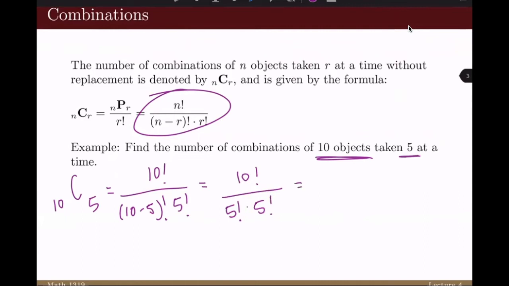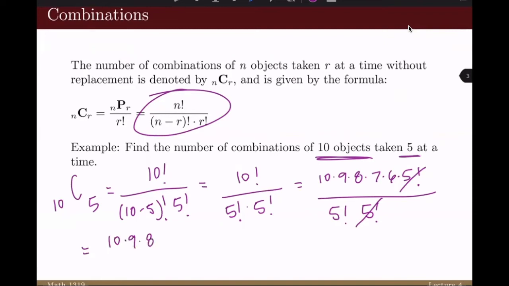And if y'all remember from the last lecture, we can simplify factorials quite nicely. So I'll have 10, 9, 8, 7, 6 divided by 5, 4, 3, 2, 1. So you should get 252.